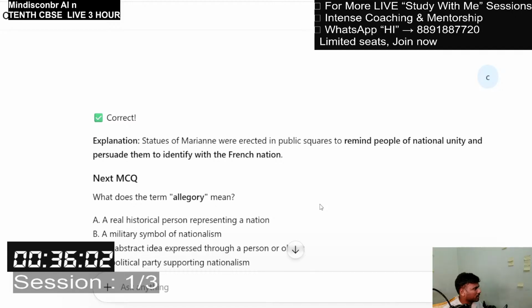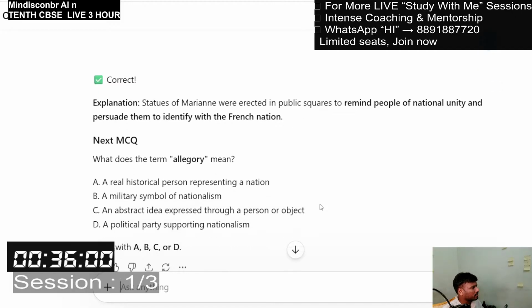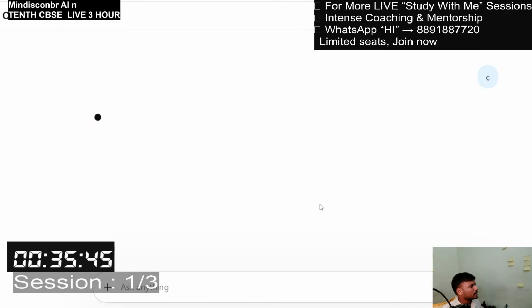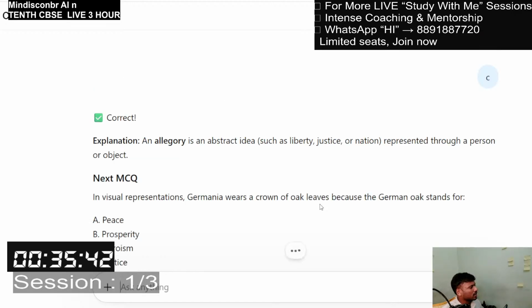What does the term allegory mean? A real historical person representing a nation, a military symbol of nationalism, or an abstract idea expressed through a person or object. An abstract idea expressed through a person or object is called an allegory. Explanation: an allegory is an abstract idea such as liberty, justice, or nation, represented through a person or object. In visual representations, Germania wears a crown of oak leaves because the German oak stands for heroism.